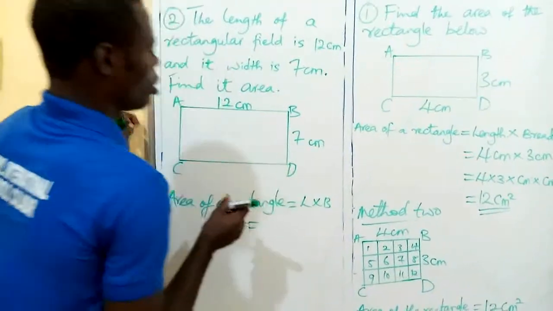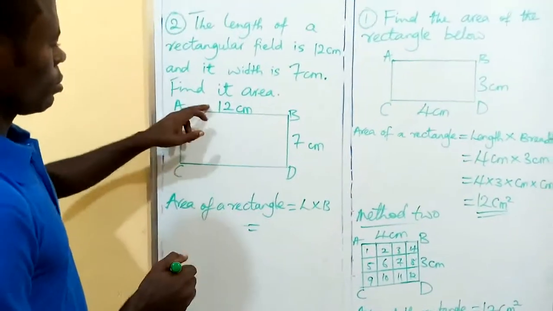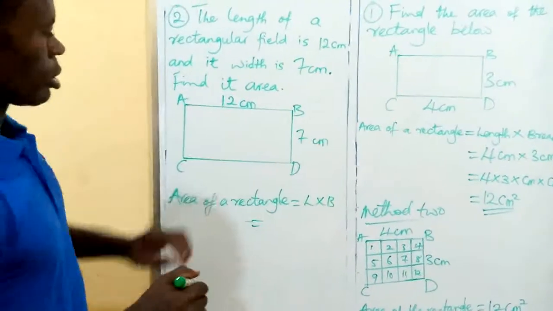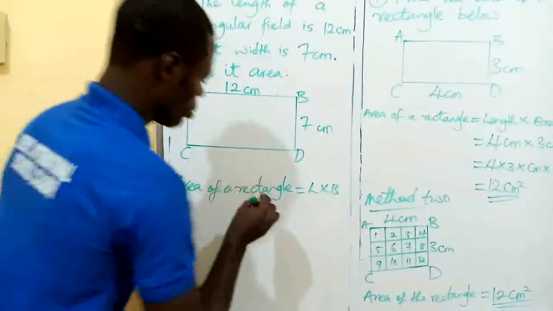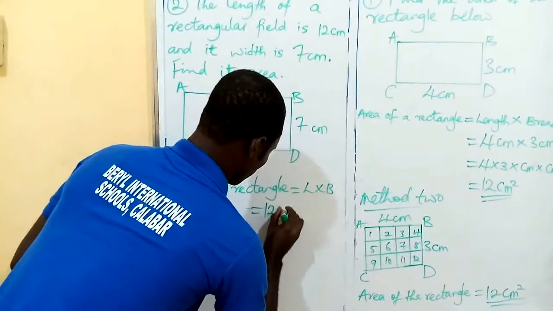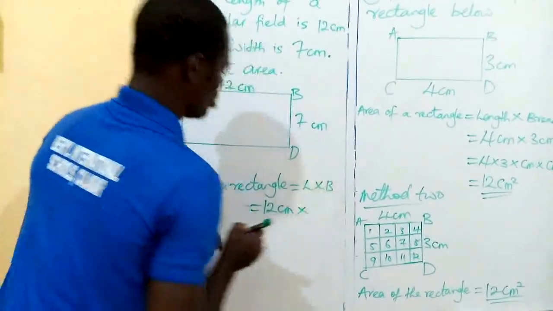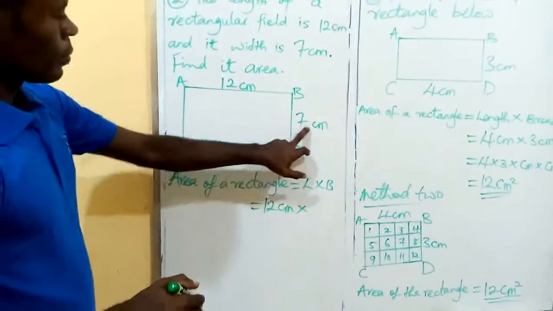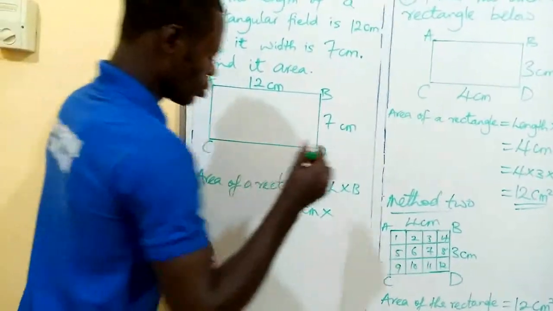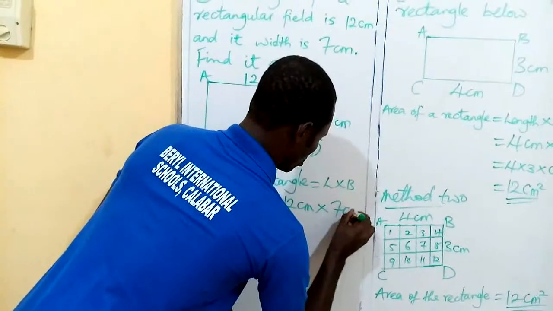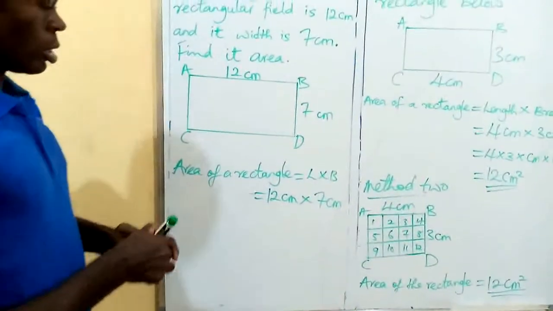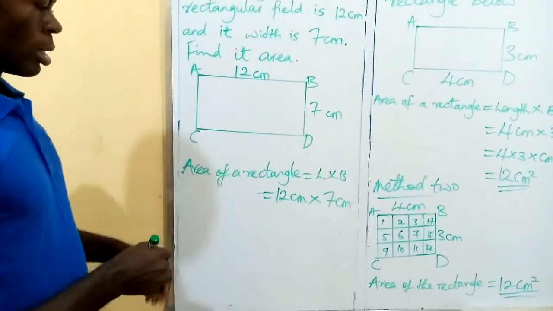Alright, what is our length? From the drawing or the question, our length is 12 centimeters. So we have here 12 centimeters times, what's our breadth? The breadth or the width is 7 centimeters.